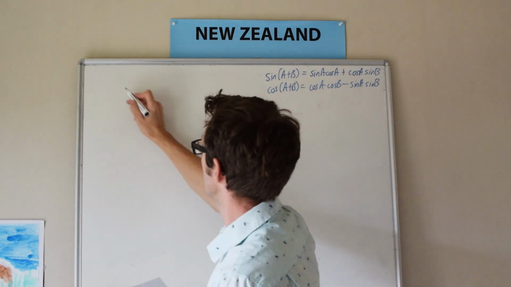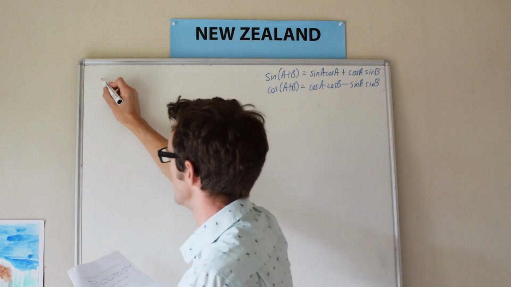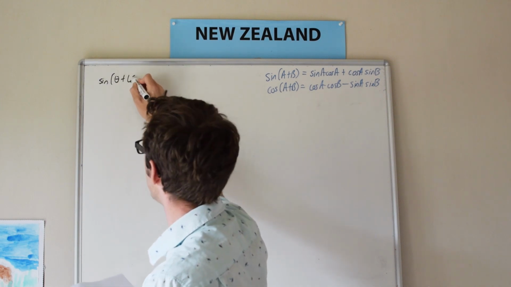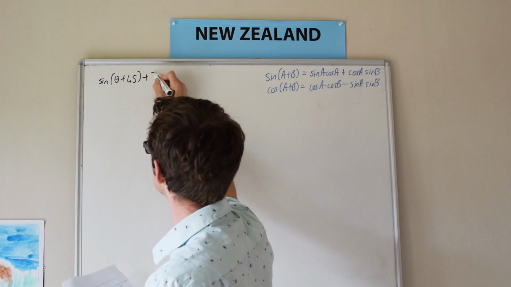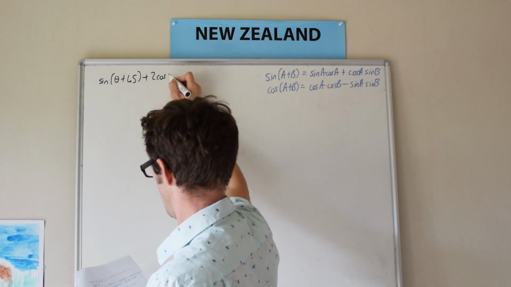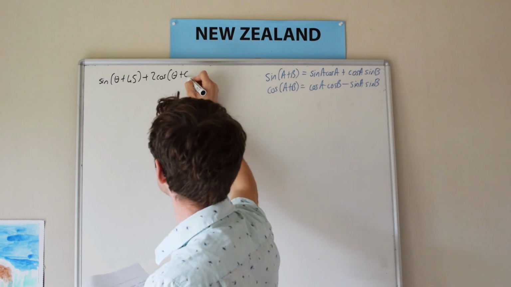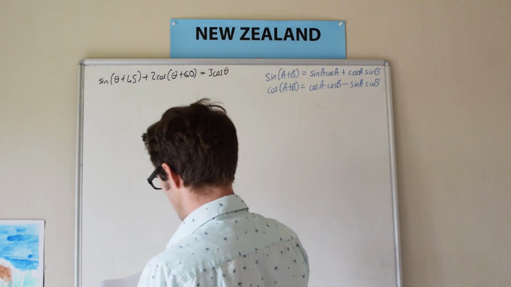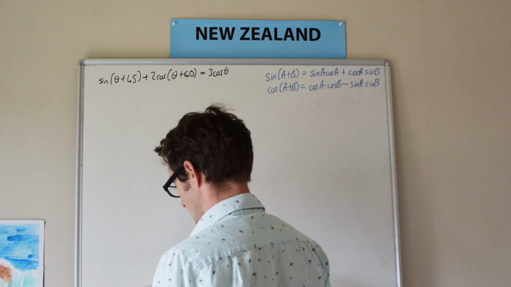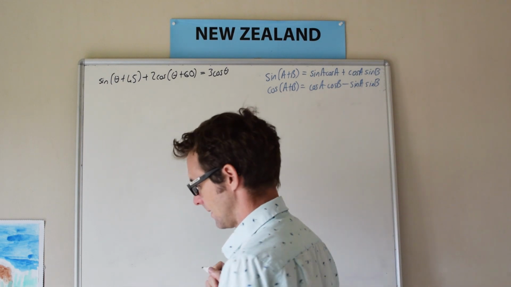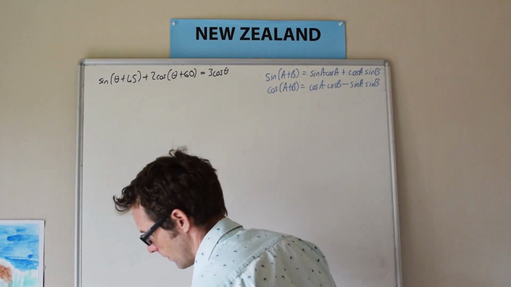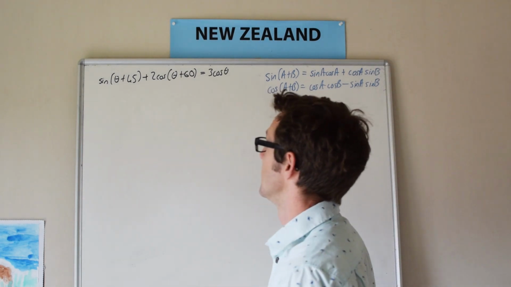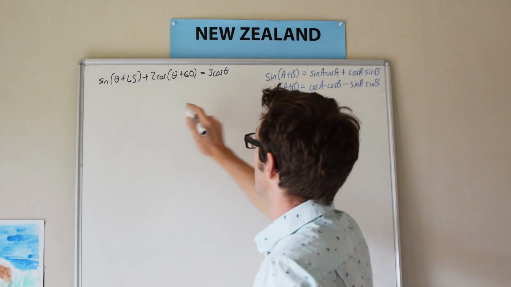Okay, we're given this equation here. We know that sine theta plus 45 plus 2 cosine theta plus 60 is equal to 3 cosine theta. So we've got to find the exact value of tan theta in a form involving surds. Okay, the exact value of tan theta. So first step is to use our addition formula.